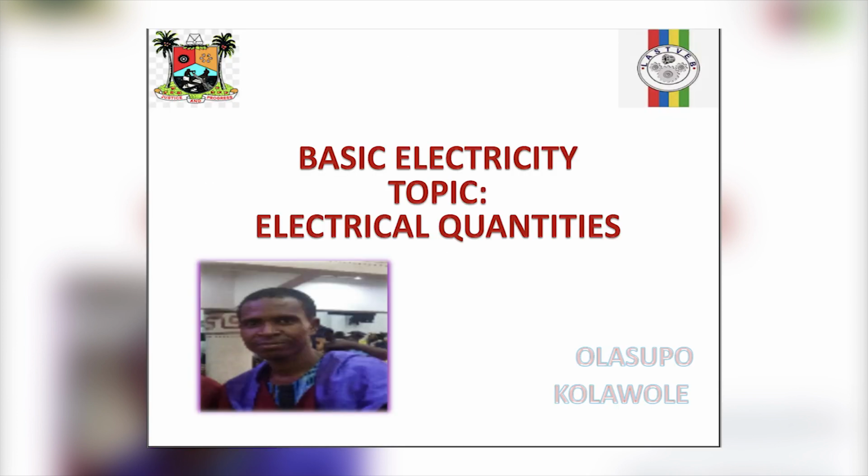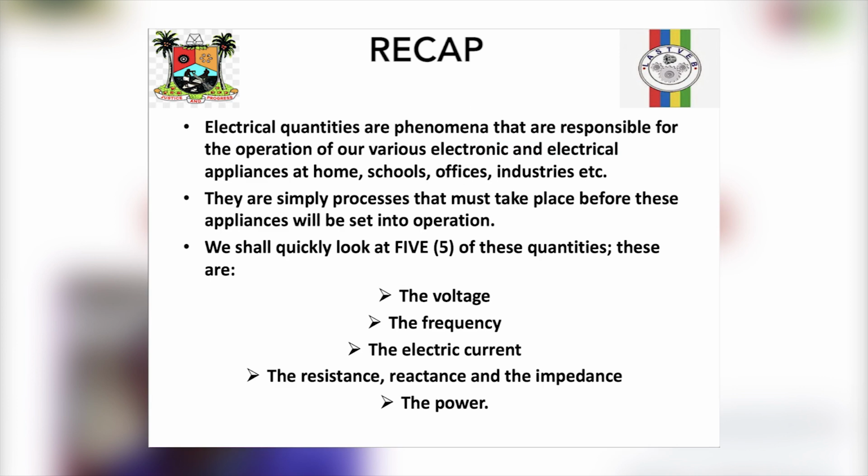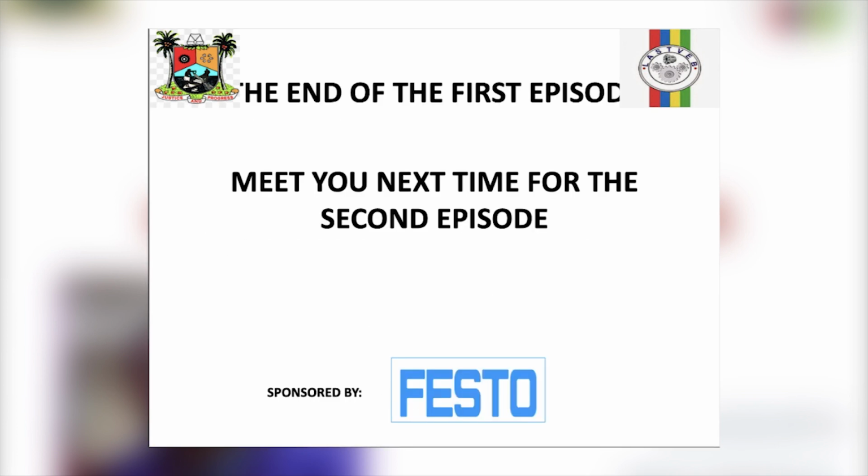So on this note, I will be rounding off on this particular first episode. We have looked at the definition of electrical quantities, and we have seen three major aspects of it, which are the voltage, the frequency, we have seen the electric current, and finally, we have actually looked at resistance. Join me next week as we look at the concluding part of this particular teaching.